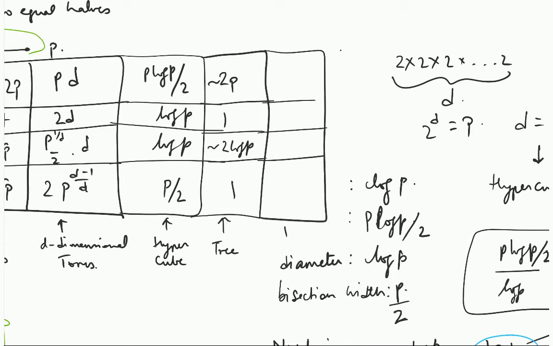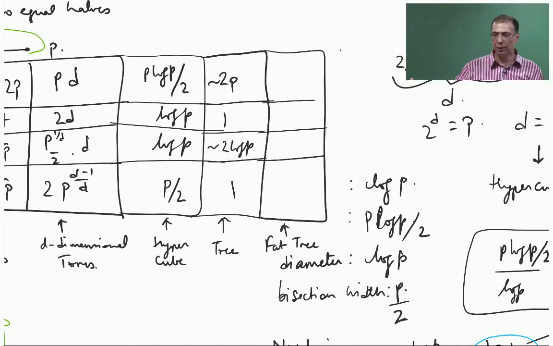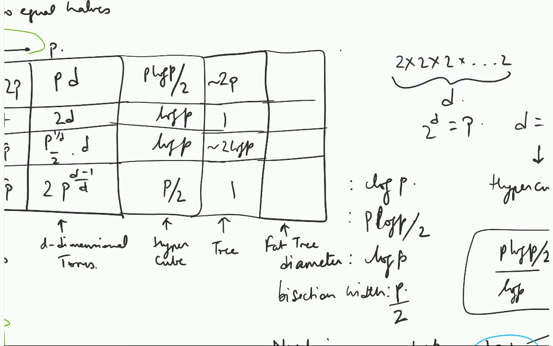Okay, so let's go back and analyze this. What's there in a fat tree? What is the total number of links? Well, at the lowest level I had p links. What about the next level? I had p by 2, but now I doubled all of them, so I again have p links at the next level. What about the next level? I had p by 4, but I have 4 times now, so p again. So the total is about p log p. That's the total number of links.